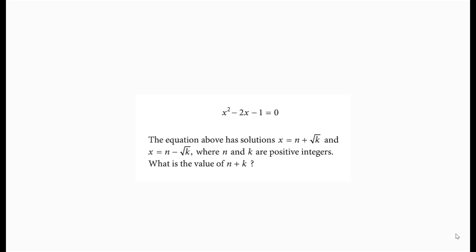All right, so let's jump into this problem. The equation above has solution x equal to n plus the square root of k and x equal to n minus the square root of k, where n and k are positive integers. What is the value of n plus k?